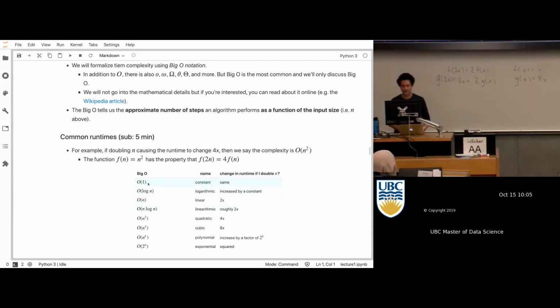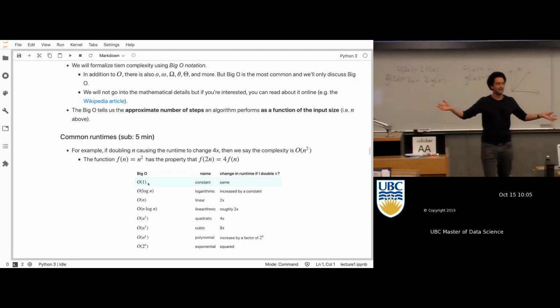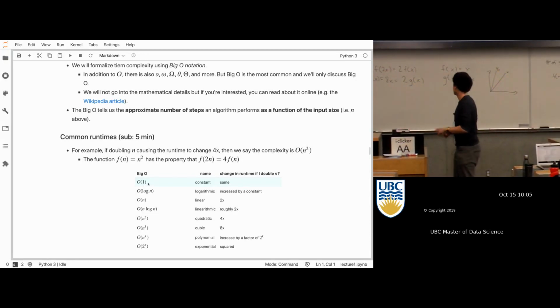So O of 1 means it's constant. It means I don't even care what n is. I'm always going to take the same amount of time. And that's like the function.